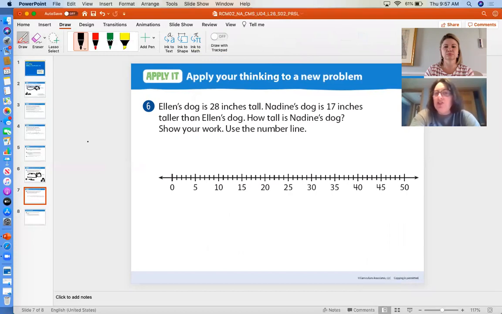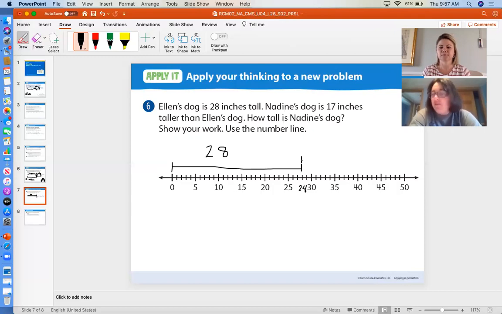So we're going to start at 0 and go to 28 because that's how tall Ellen's dog is. So we know that. So that's our first step. But then in our second one, it says Nadine's dog is 17 inches taller. So does that mean we're getting bigger or smaller? Bigger. We're getting bigger. So now we have to draw 17 more, right? So we have to start at that 28 mark and we have to get to 17, right?